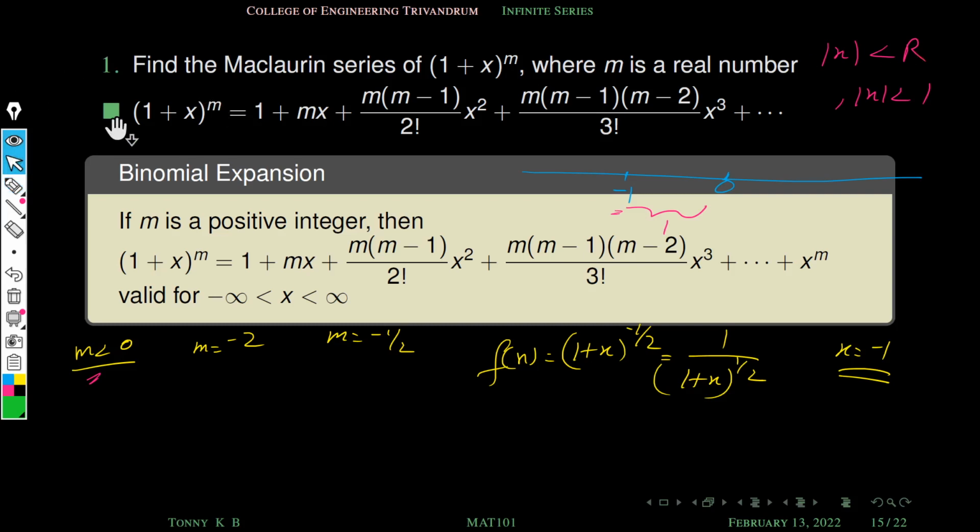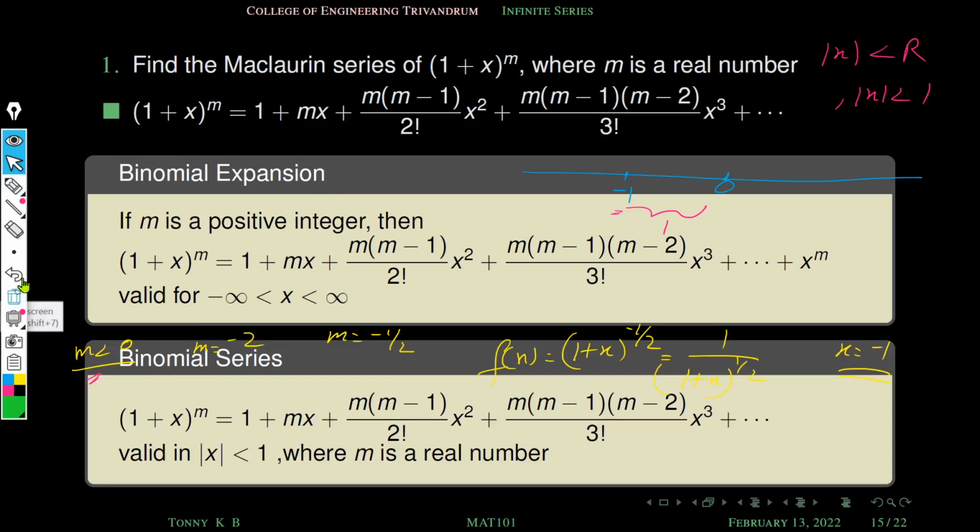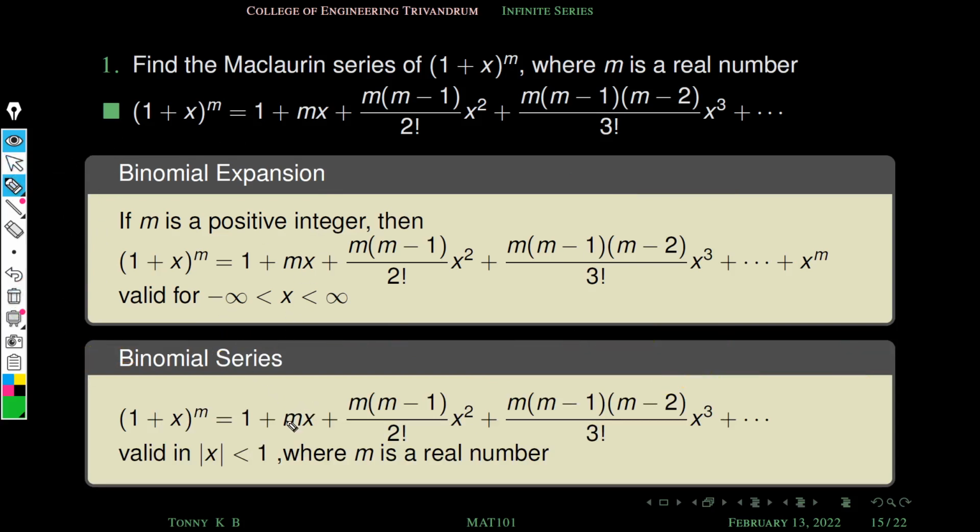Okay, so combining all these cases, we can define a series that is called a binomial series, that is 1 plus x raised to m is equal to this series expansion, and this is valid in mod x less than 1, whatever be the value of m. If m is positive, negative, whatever, no problem, this is always valid if mod x is less than 1. We know that if m is positive, this is valid for all x, but combining all these things, we can say that this is valid whenever mod x is less than 1. So there is no restriction for m. You can choose any m. And this series expansion is called the binomial series expansion.